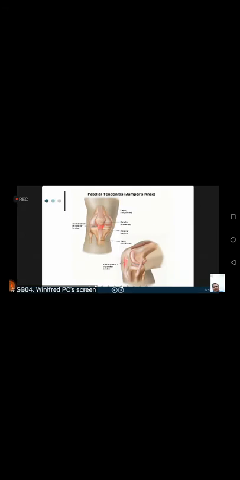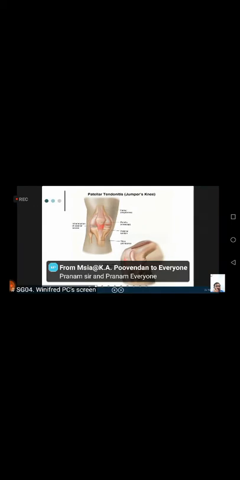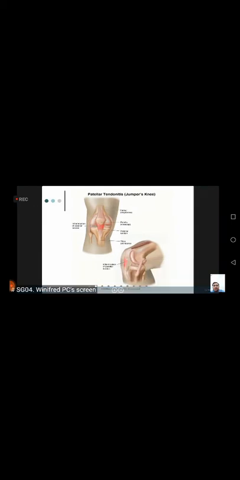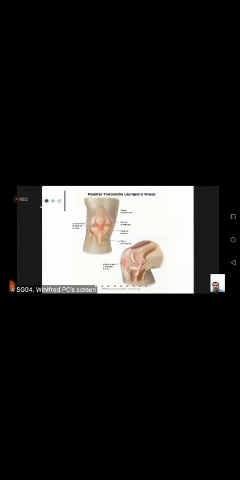So here you can see in this picture, above is the bone. Above there is the thigh bone, called the femur, and in the center there is the kneecap, called the patella. From the patella to the tibial tuberosity, this is the patellar tendon which you are seeing, and it comes on the shin bone.